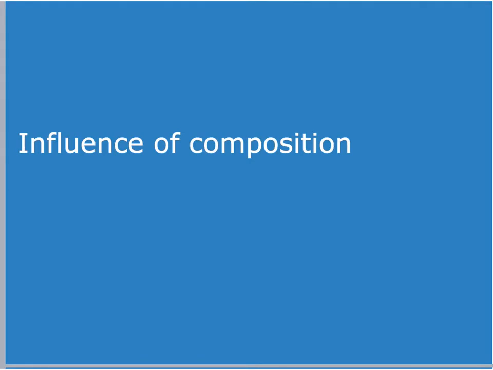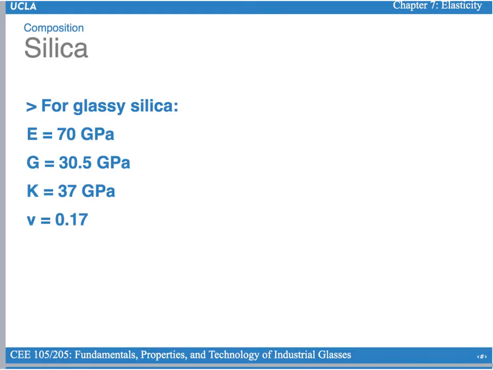Okay, so now we are going to review how the composition and the structure of glasses is affecting their stiffness. So let's start with the example of glassy silica. In glassy silica, those are the values of the stiffness moduli. The Young's modulus is around 70 gigapascal. The shear modulus is around 30 gigapascal. Bulk modulus 37 gigapascal. Poisson's ratio around 0.17.